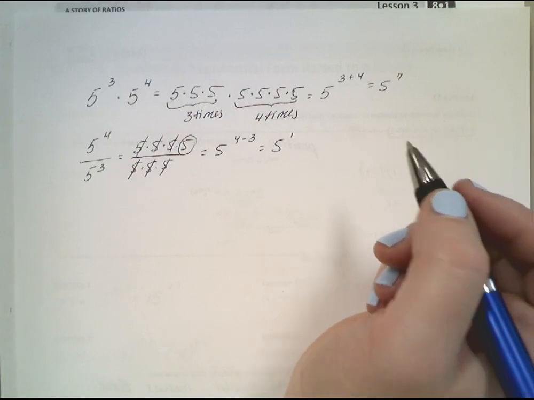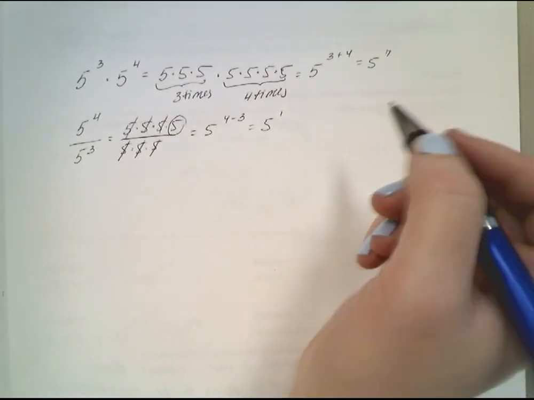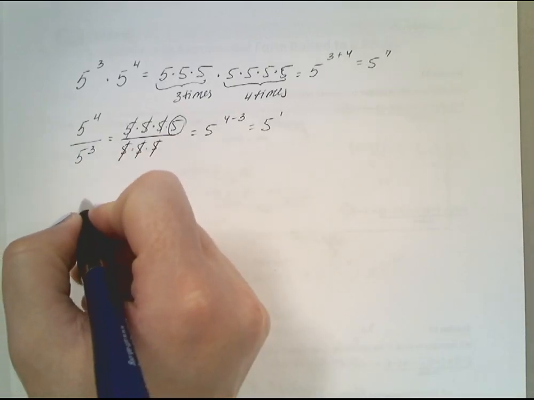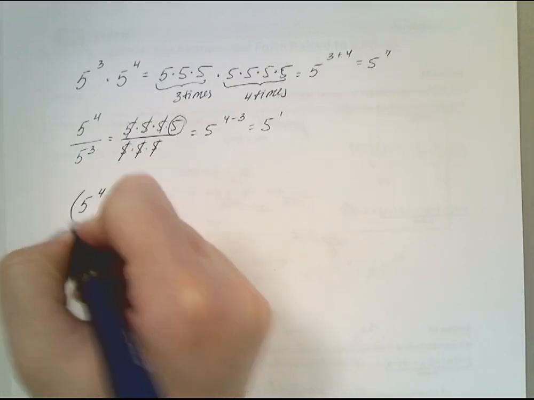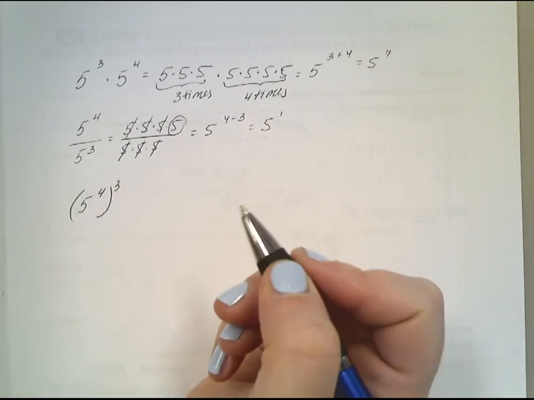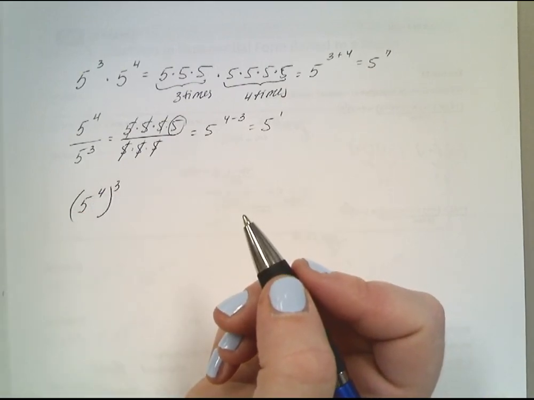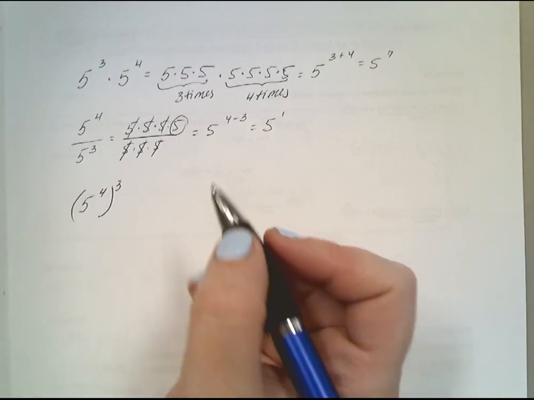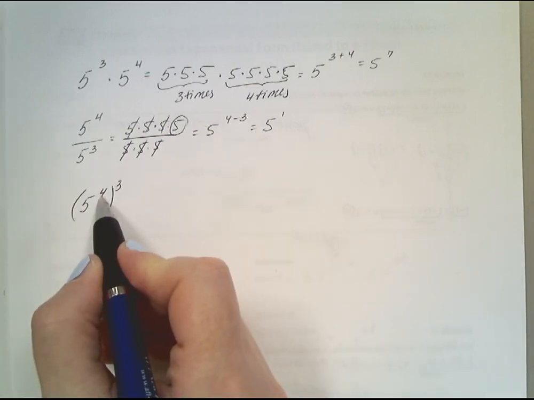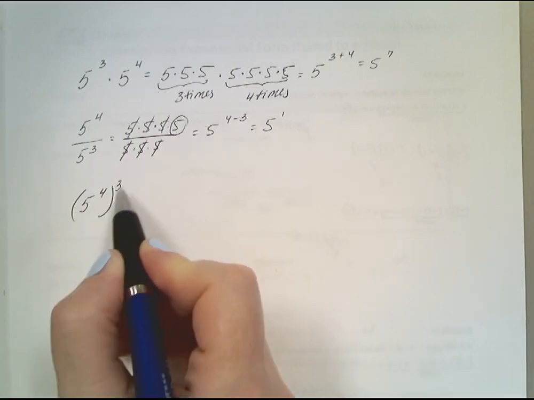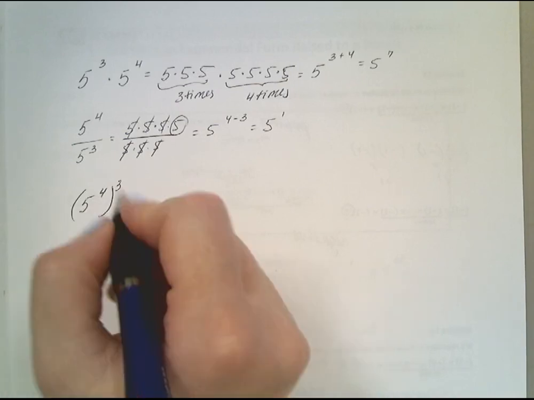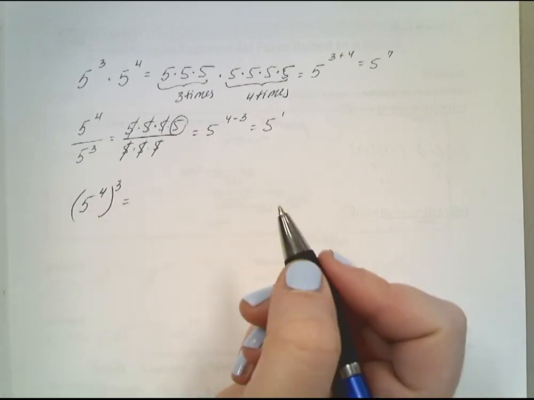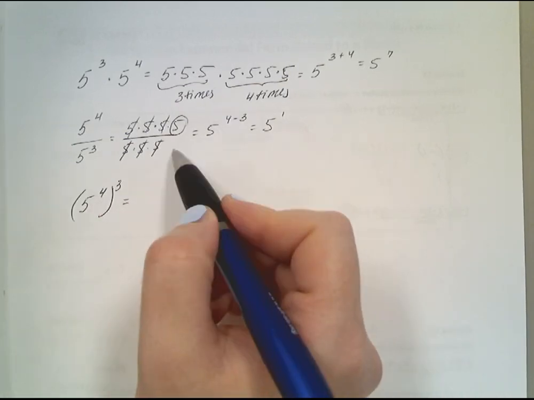here comes the new rule. What do we do when we get a number that looks like this? 5 to the fourth raised to the third power. This is our lesson today. What do we do when we are raising a number that is in exponential form to a power? So let's rewrite it in standard form just like we did these two.